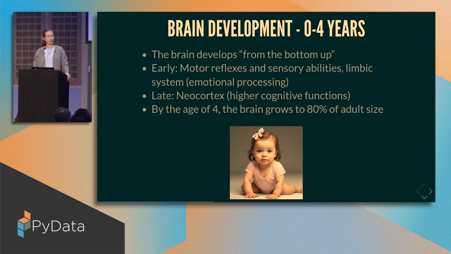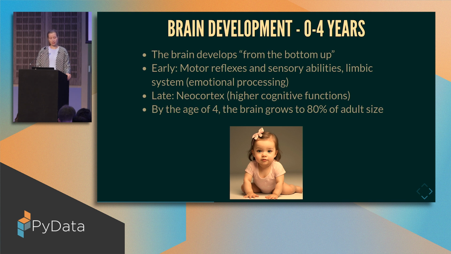Then we go on to very early childhood, so brain development from 0 to about 4 years of age. In this time, the brain develops from the bottom up. This means that primitive areas of the brain, like the brainstem, already developed during gestation and in the early months after birth. Then we have motor reflexes and sensory abilities like hearing and vision that are fairly well developed at birth and undergo rapid maturation in the first 6 months of life.